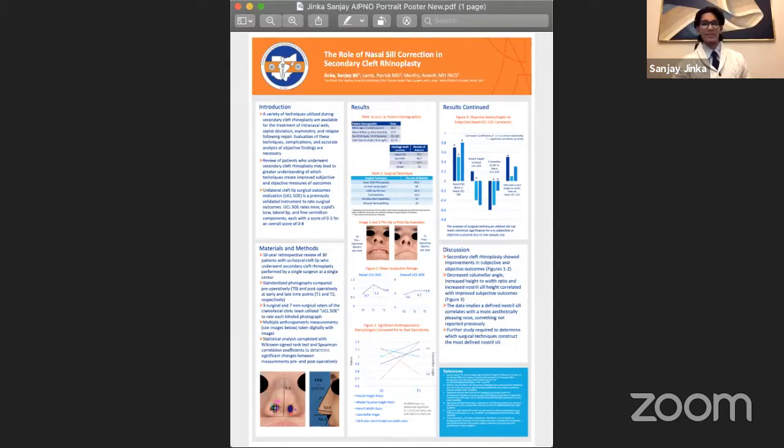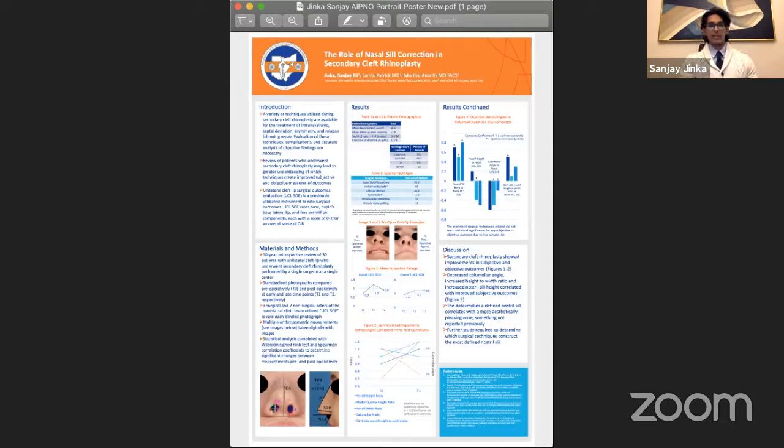So, hey, it's Sanjay again. And for this poster, I'll be discussing our research on rhinoplasty for nasal deformities secondary to cleft lip and palate, also known as secondary cleft rhinoplasty. The goal of this project was to determine what objective post-surgical changes lead to subjective improvements.